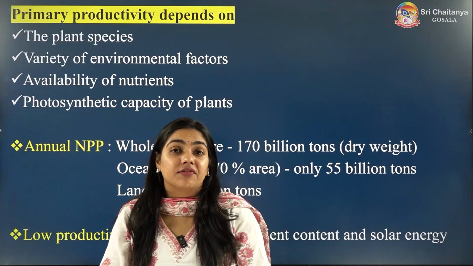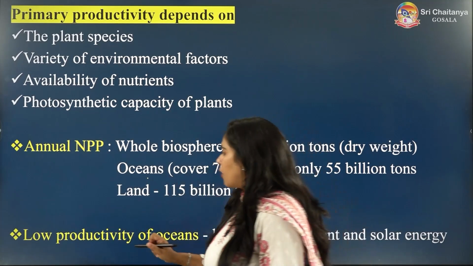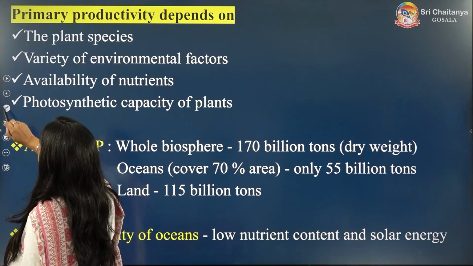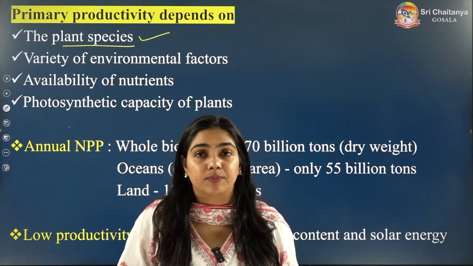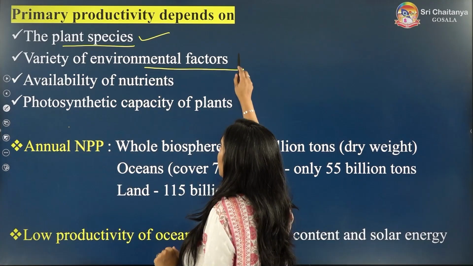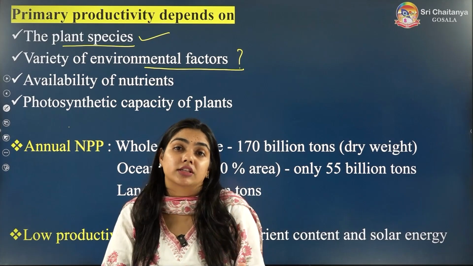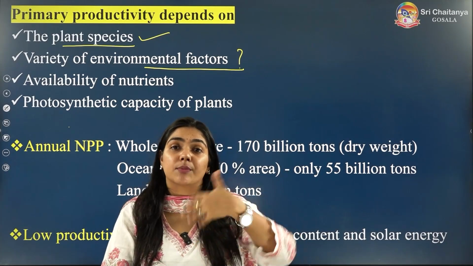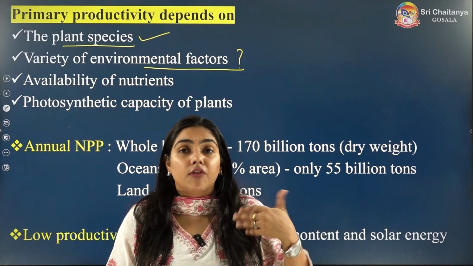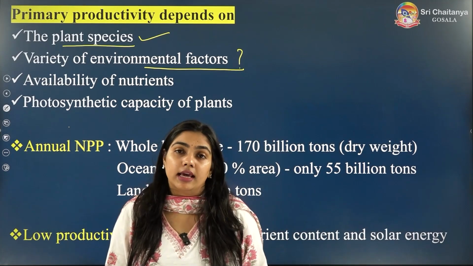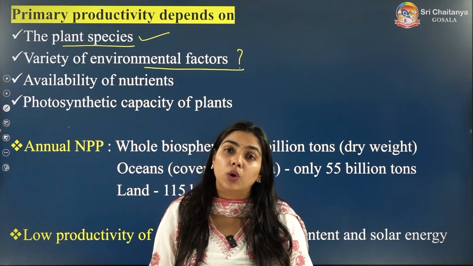So now let us discuss the factors upon which productivity depends. The very first factor is plant species. Obviously, there will be different plant species, and that's why their productivity will vary. The next one is the variety of environmental factors. So many environmental factors are there, and they are also going to determine the productivity. If the environmental factors are favorable for the plants, then their productivity will be high. Otherwise, in adverse environmental conditions, productivity will go down.